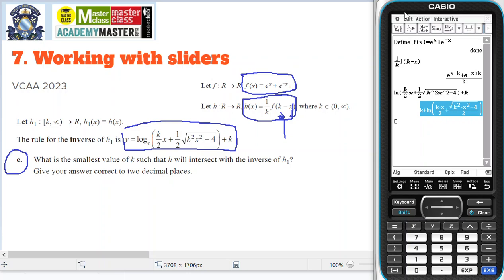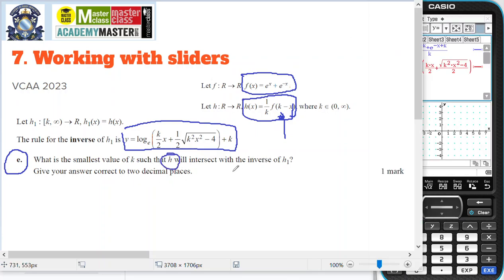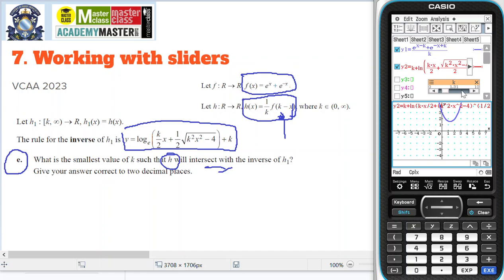So if I go copy of this, and I'll paste them into... Okay, so now I'm looking for the value of k where the inverse will intersect, the smallest value that will intersect. So I'm looking for the smallest value of k.